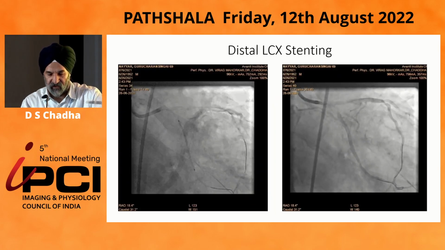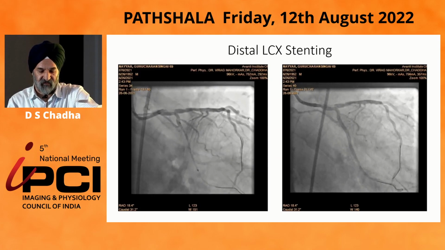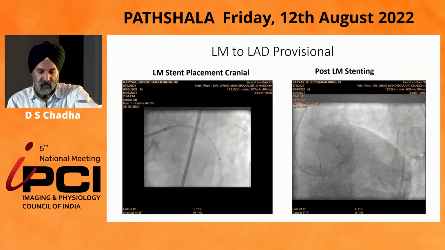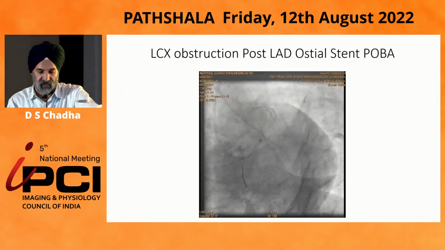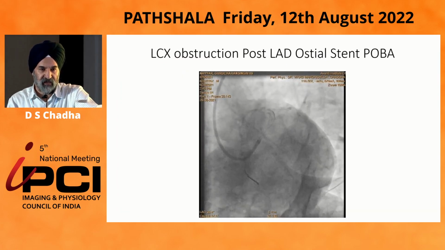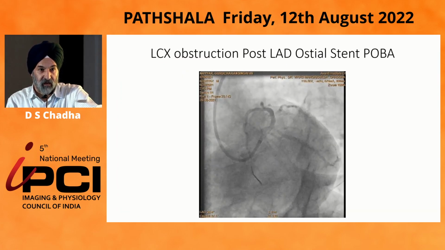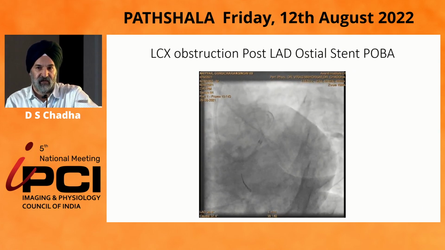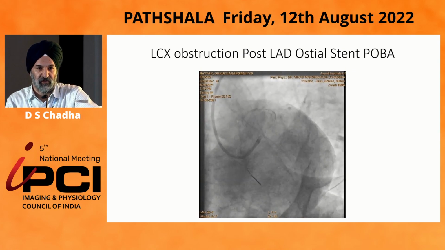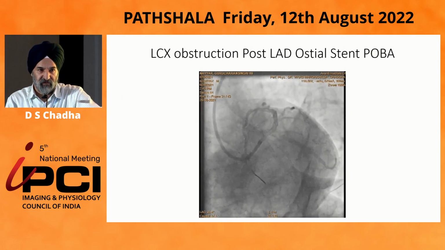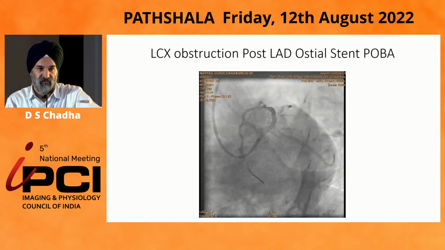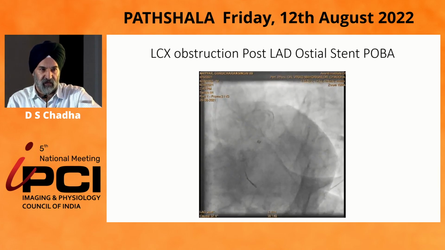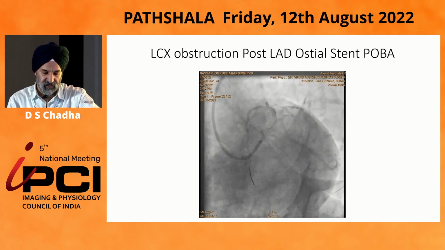We stented the distal circumflex first, and then we went ahead with the provisional strategy. I think we chose 2 stents. We stented the LAD, and then we post-dilated the distal left main, and the patient had severe angina, and there was occlusion of this side branch. So there was something wrong in the assessment of this vessel, which probably led to occlusion of the side branch.